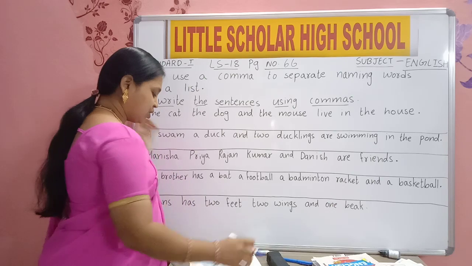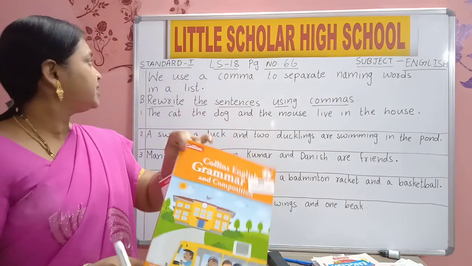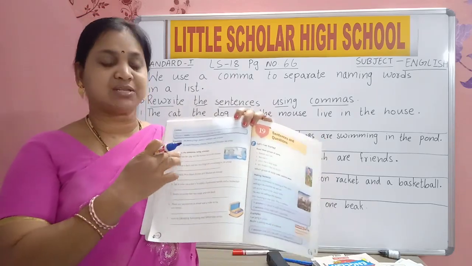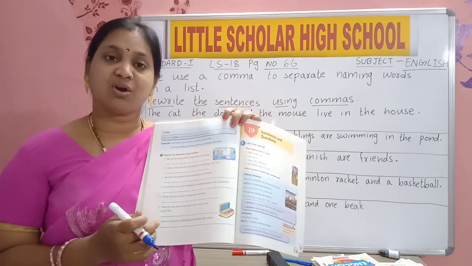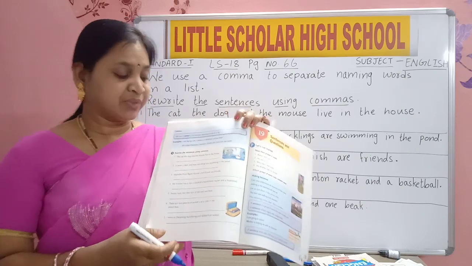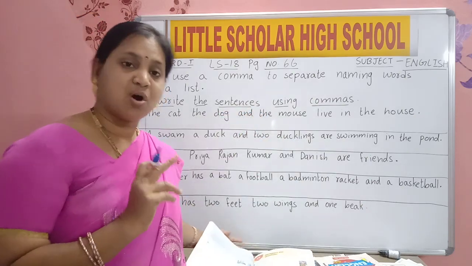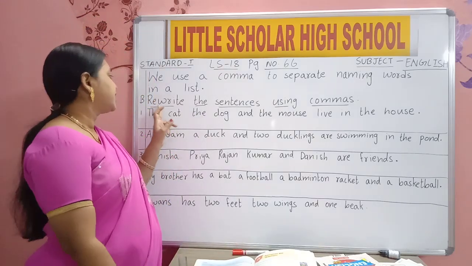Now, take your English grammar textbook, page number 66. I have written 5 questions on the board. I will do it, and you will copy in your classwork and textbook with good and neat handwriting. We will read the sentence and you should answer me where we should put commas in this sentence.